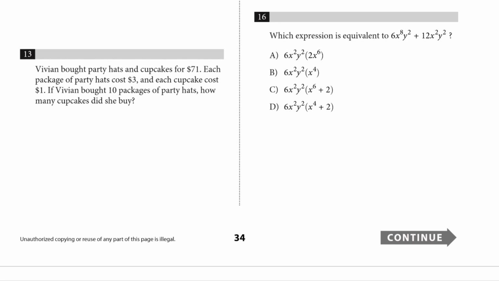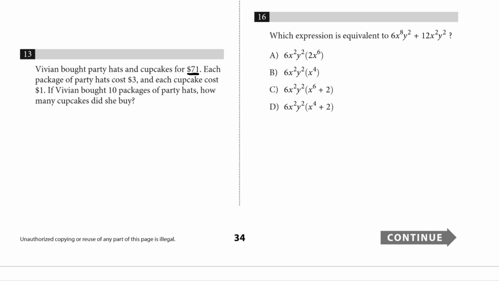Number 13. Vivian bought party hats and cupcakes for $71. Each package of party hats costs $3 and each cupcake costs $1. If Vivian bought 10 packages of party hats, how many cupcakes did she buy? So we know that she bought party hats and cupcakes for $71 in total.